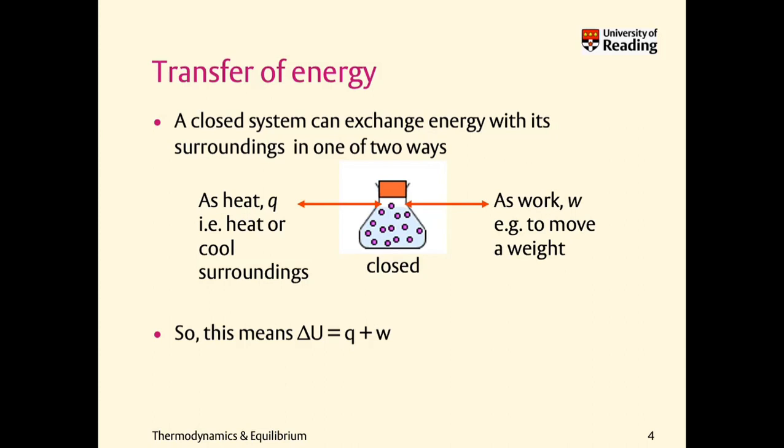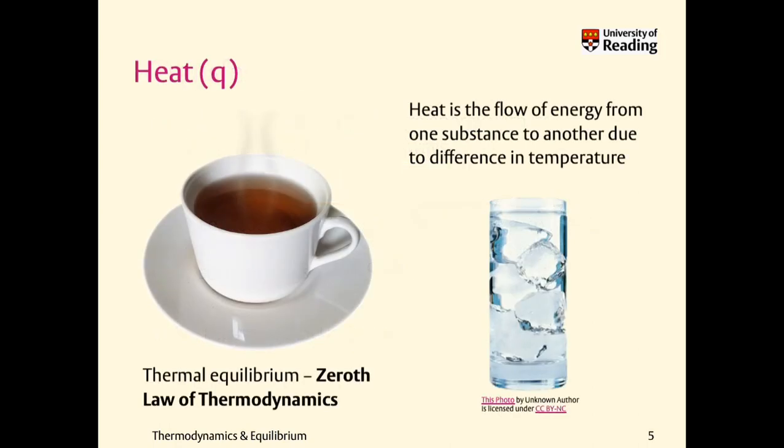Now we're going to look at those two terms and explain them in more detail. So first of all, heat. Heat isn't temperature. Heat is the flow of energy due to a difference in temperature between two bodies. We know that a system will always move to thermal equilibrium. So heat will always flow from areas of warmth to cooler areas.